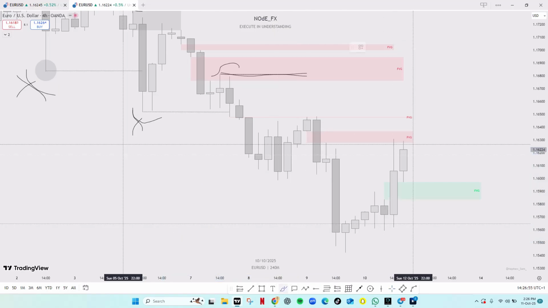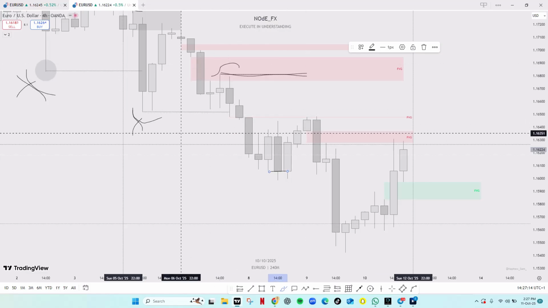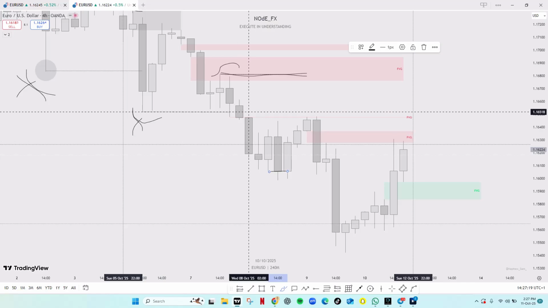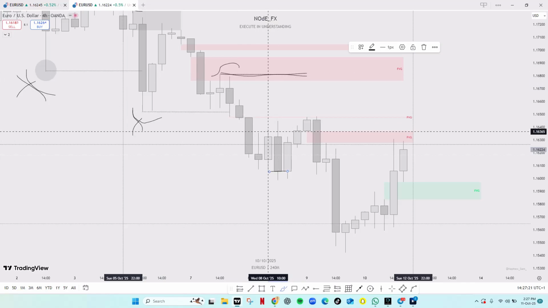Now for the range low, this is the range low that was taken out here. After this range low was taken out, throughout Tuesday and Wednesday we didn't take any good or nice trades there. So the next thing that happened was this. Take note of this. The next thing that happened was that price came back and took out this high.